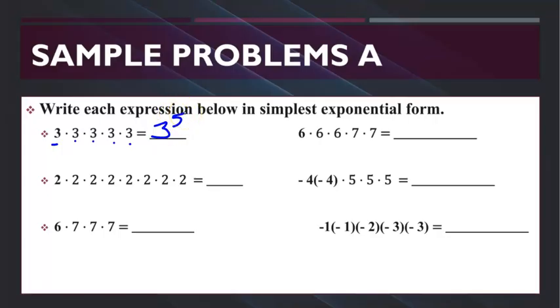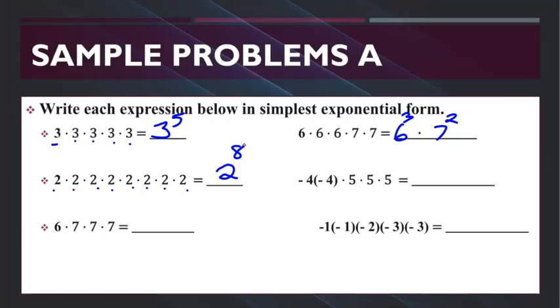Next, we have 6 times 6 times 6 times 7 times 7. Here we have 2 bases, a base of 6 and a base of 7. We have 3 6s, so that'd be 6 to the 3rd power times 7 to the 2nd power. That would be in simplest exponential form. Next, we have a base of 2, and there are 1, 2, 3, 4, 5, 6, 7, 8 2s. So our exponent would be 8, and that would be 2 to the 8th power.